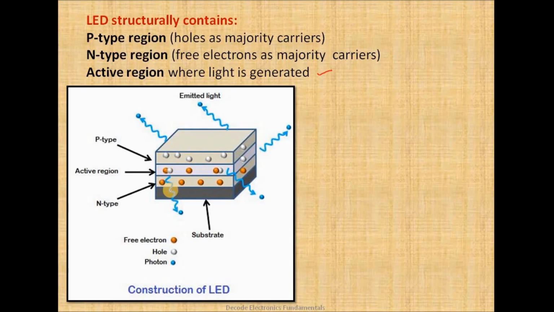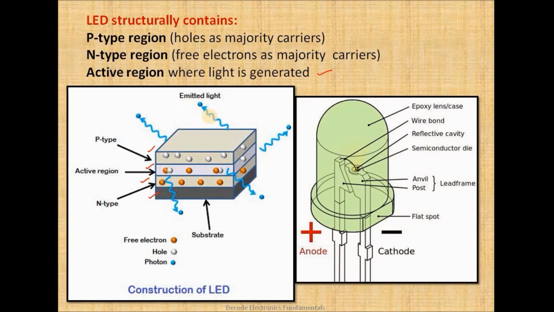So this is how the LED structure looks internally. It's a very simple structure. At the bottom there is a substrate and on top of it the N region, followed by the active or depletion region and finally the P-type region. You can very clearly observe how light is being released. When we say light, it is nothing but photons.